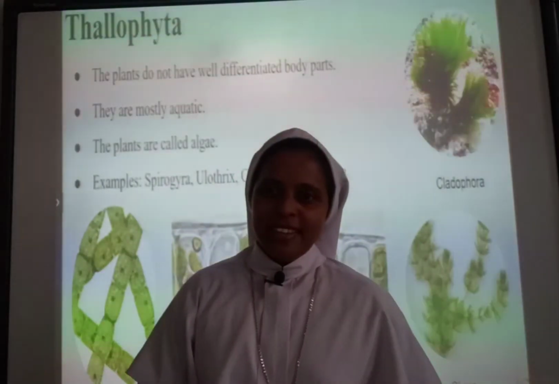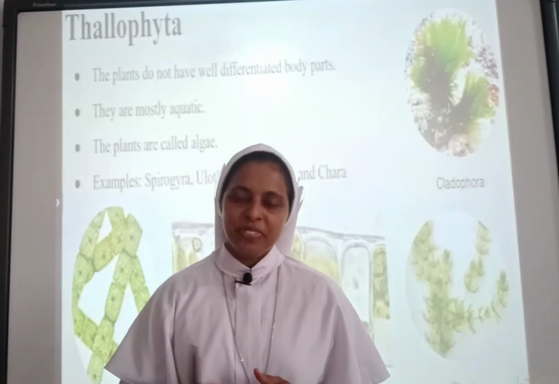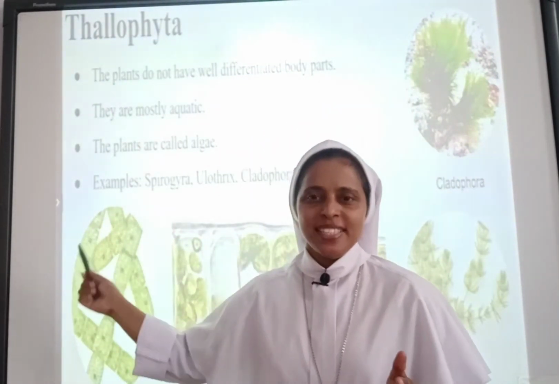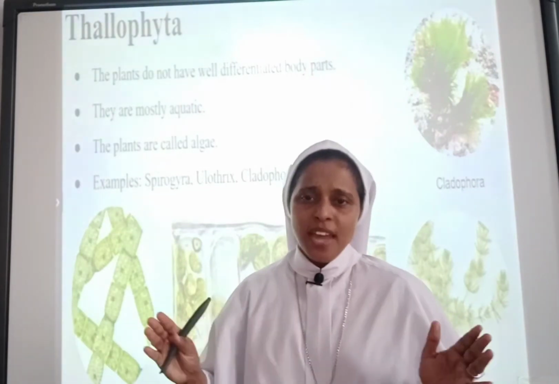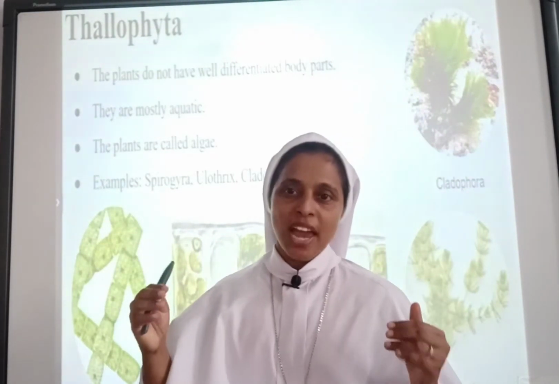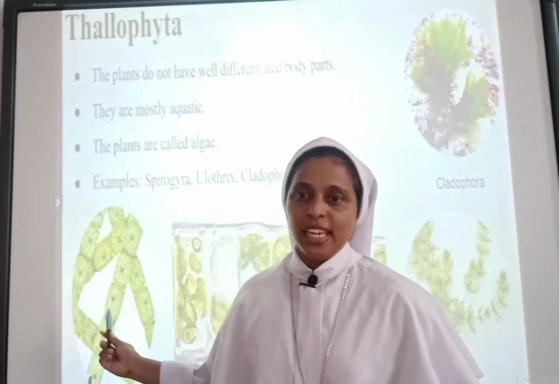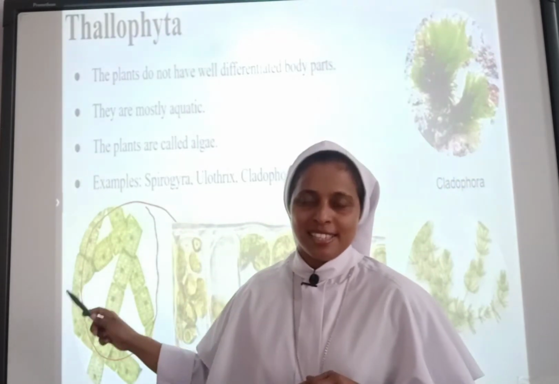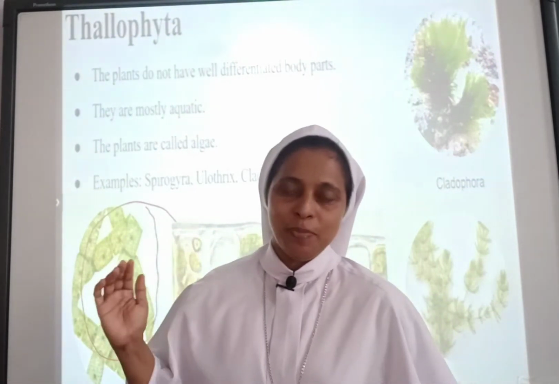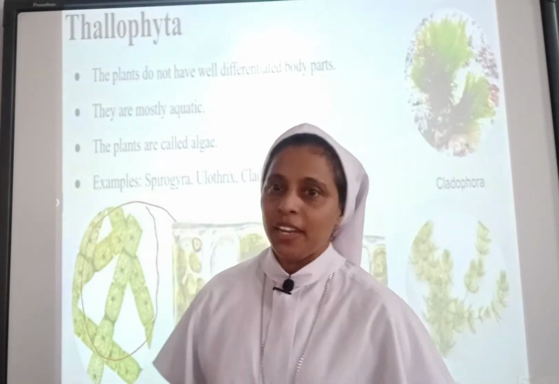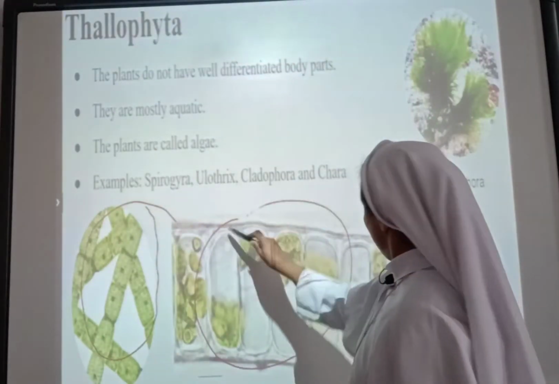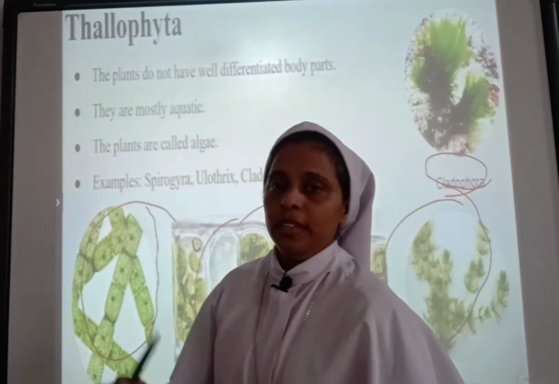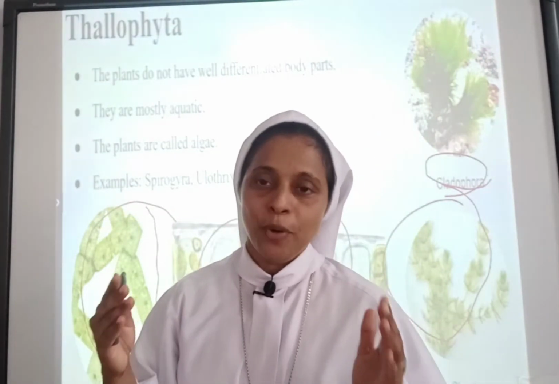Here we have thallophytes as the example. As you see over here, thallophytes don't have a proper structure. It does not have a proper design. We have the example of Spirogyra, which you can see is a ribbon-like structure. There is no proper design for this particular plant. We have Ulothrix here, Chara here, and Cladophora here. So these plants do not have a proper design.